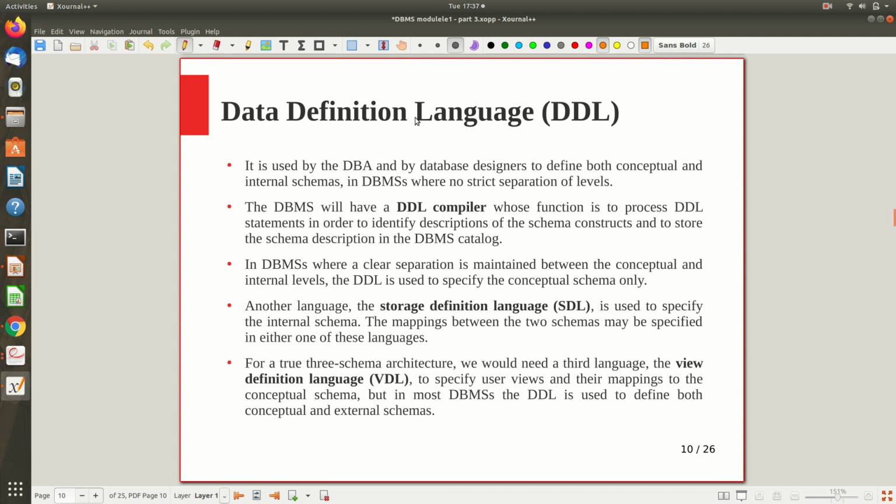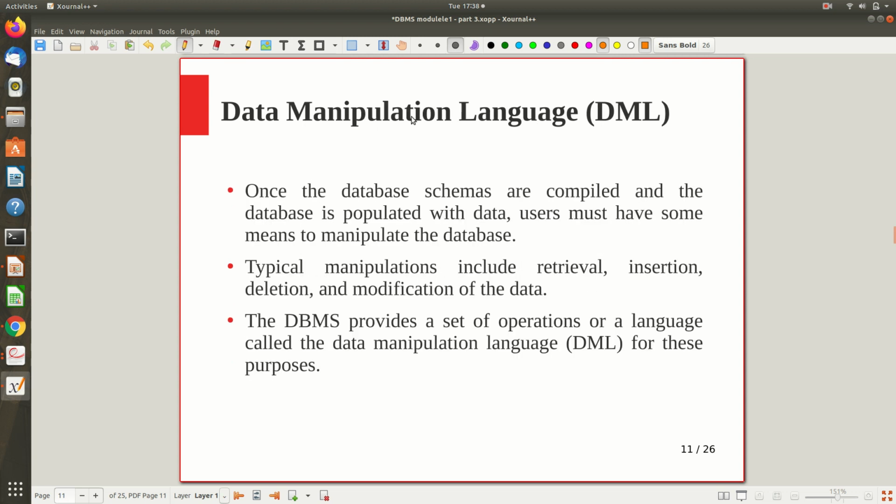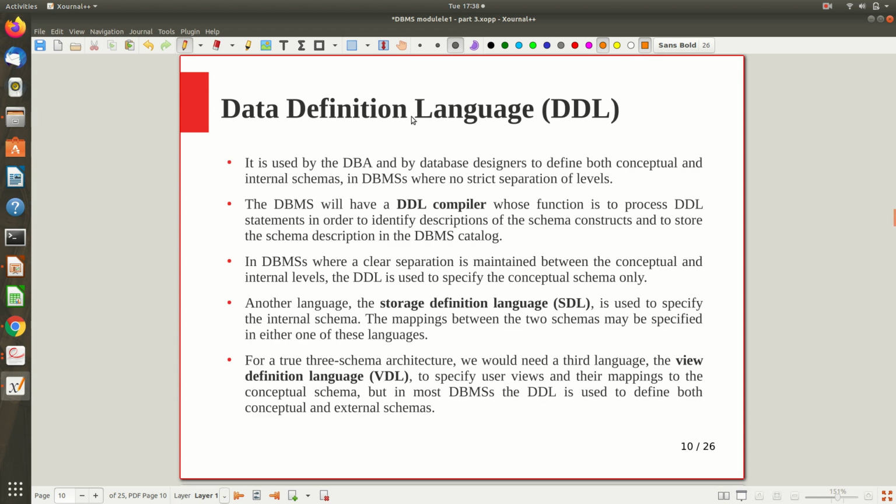So the first one is something called the data definition language. As the name says, it can define the data or define the structure. Once you define the structure and populate it with data, you can manipulate it by adding new data, modifying it, or deleting data. That is what is done by the data manipulation language. So this is a broad classification of languages in a database management system: languages dealing with the database, data definition language and data manipulation language.